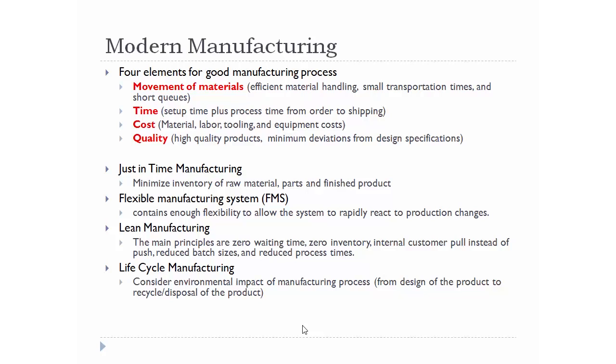Okay, there are several examples of modern manufacturing. The first one is just-in-time manufacturing. It minimizes the inventory of raw materials, parts, and finished product. Okay. Beside that, we have flexible manufacturing system. This manufacturing system has flexibility to allow system to rapidly react to production changes. And after that, we have lean manufacturing.